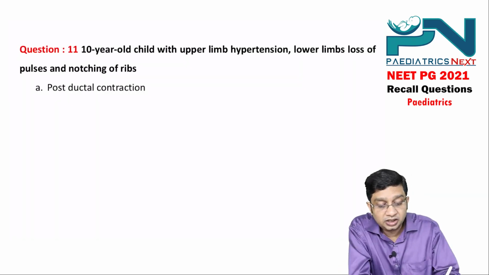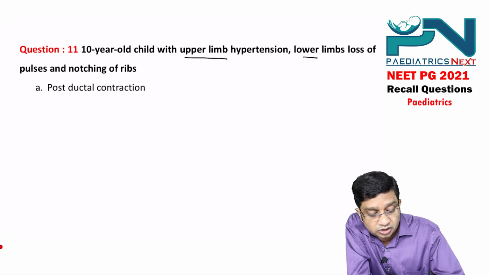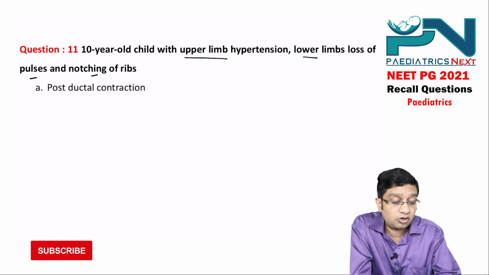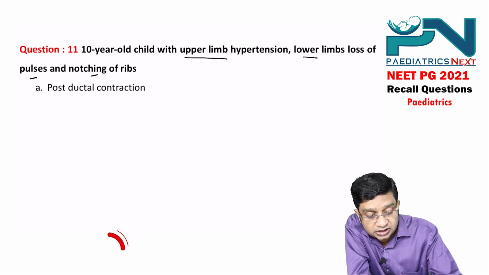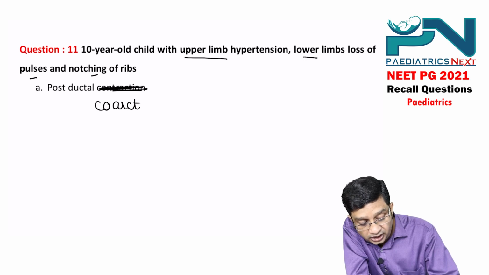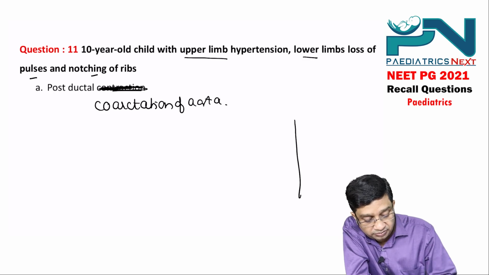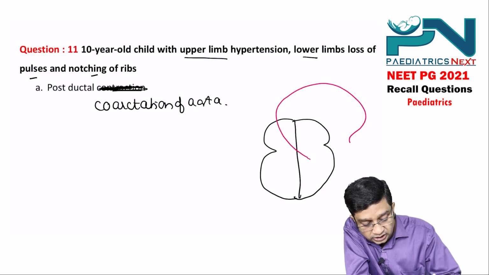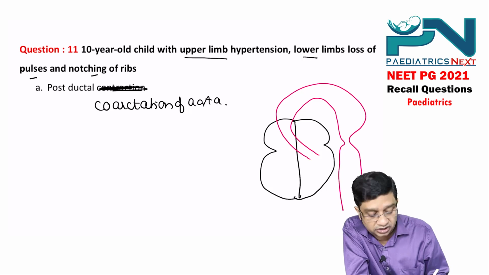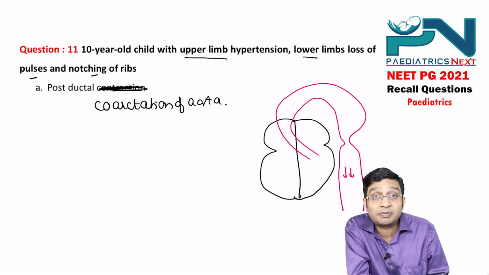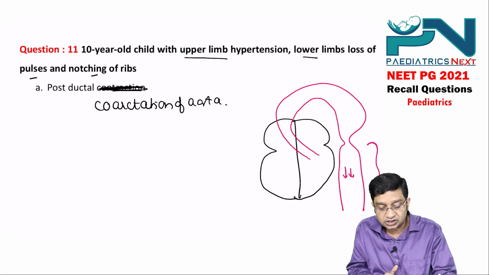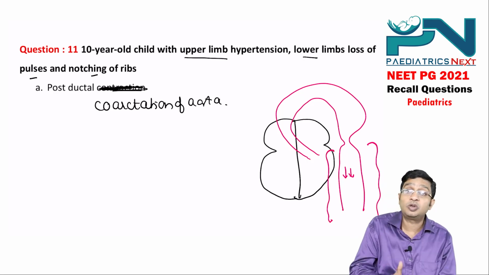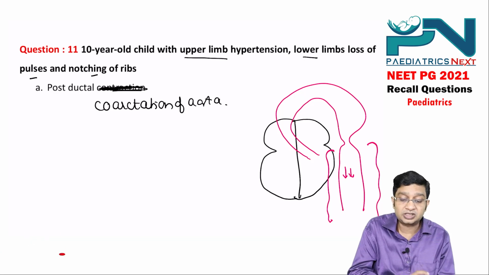Now a 10-year-old child with upper limb hypertension, loss of pulses in the lower limbs and notching of the ribs, right? I could not get all the choices, but this is most likely what we call postductal coarctation of the aorta. You can see here, this is the aorta, and this aorta is having the coarctation. So in this portion there will be decreased blood supply, which supplies the lower limbs, so there will be weak pulses in the lower limbs.